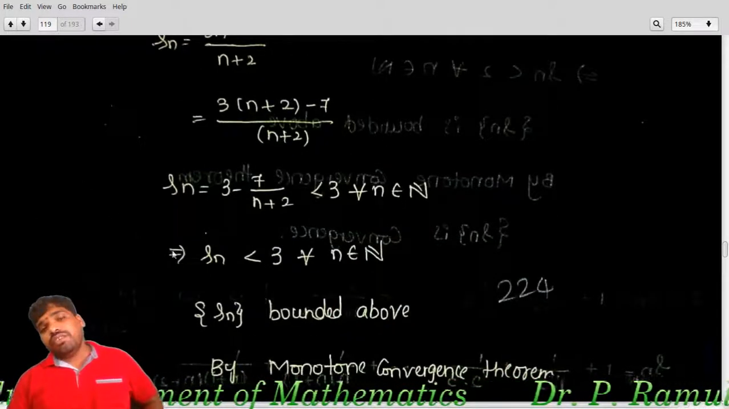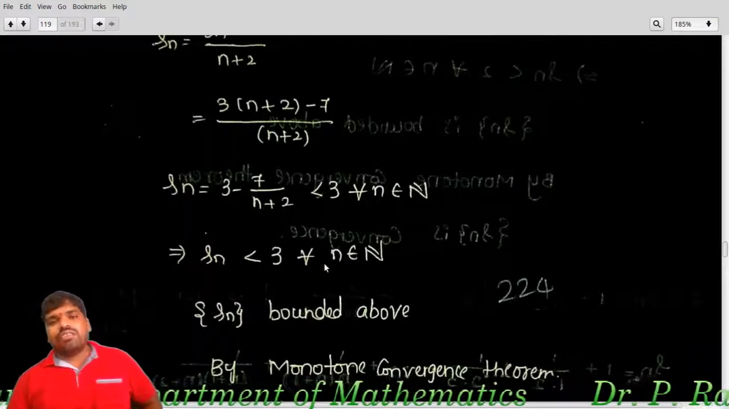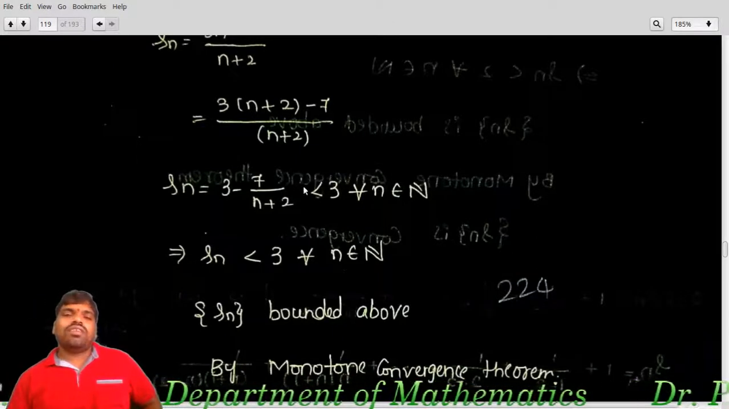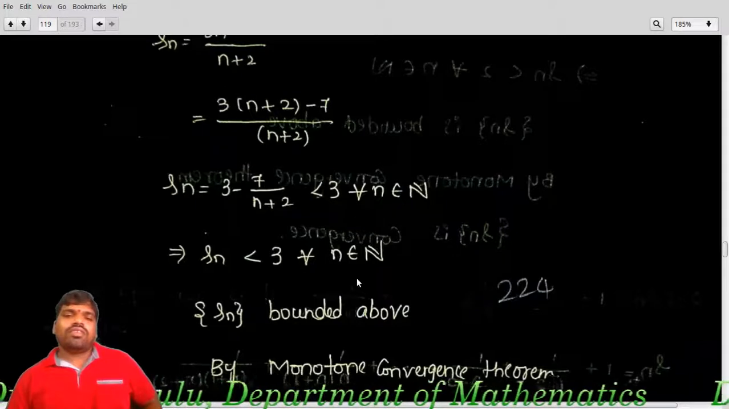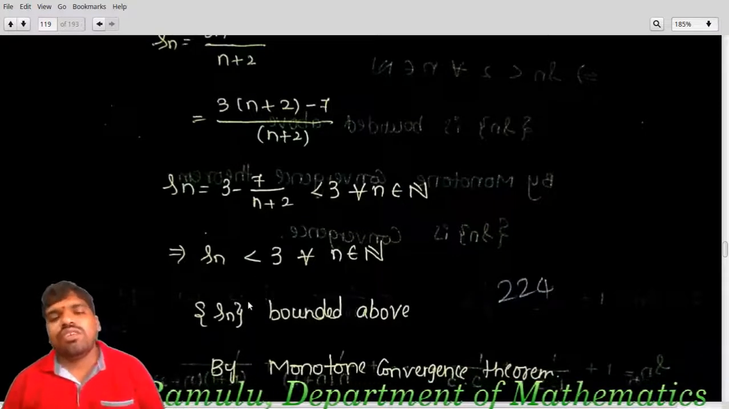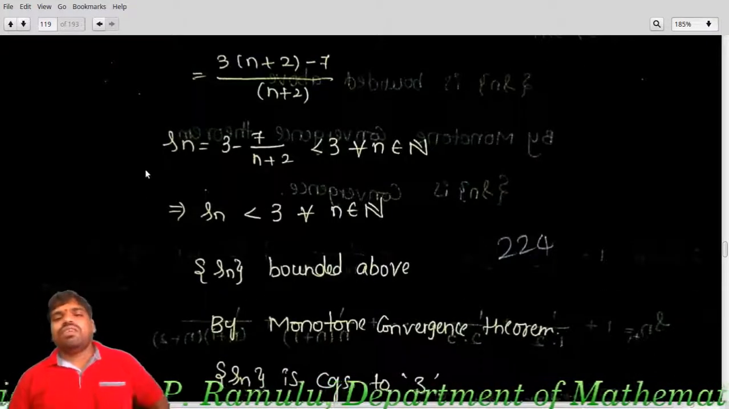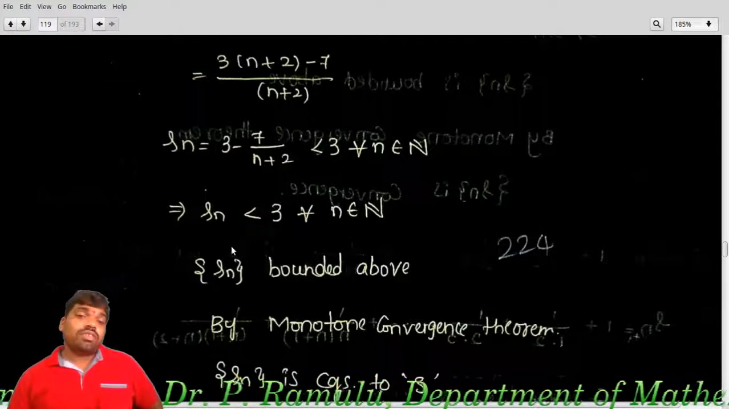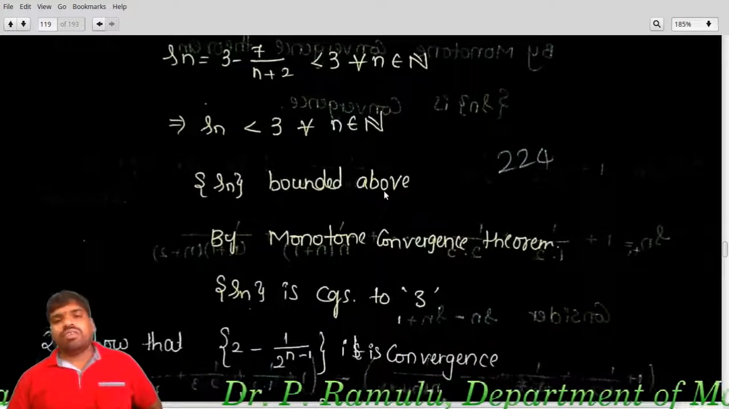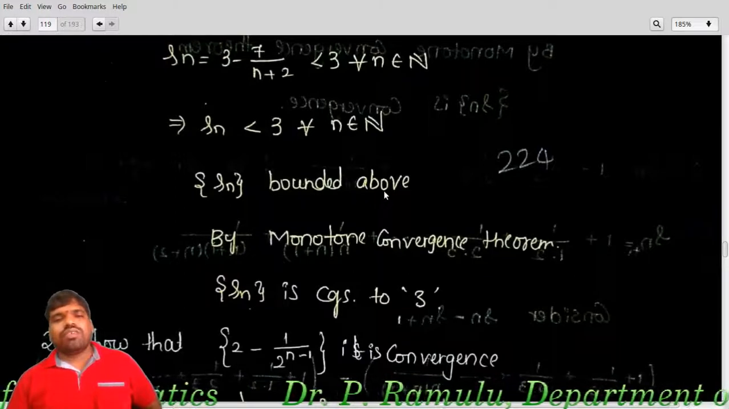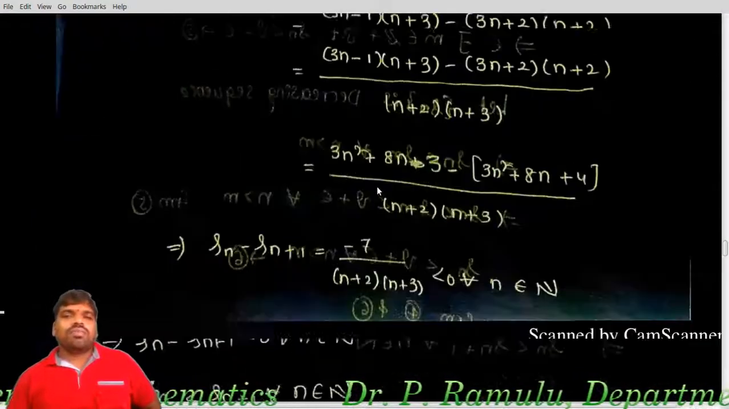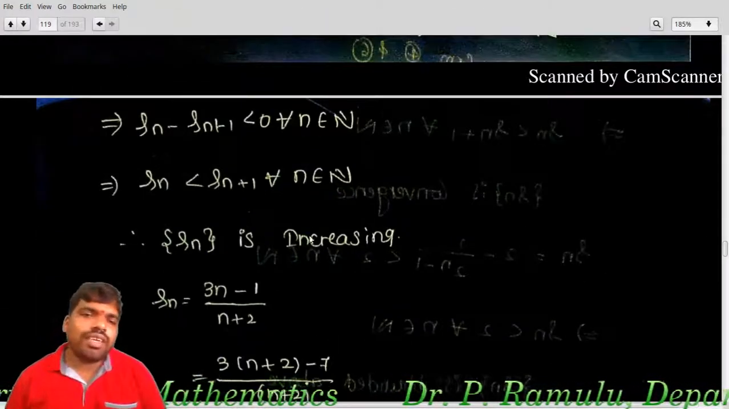Which means Sn is less than 3 for n belonging to N. Therefore, Sn is a bounded above sequence. Sn is less than 3 for all n belongs to N, therefore Sn is bounded above. Yeah, one term I missed here: Sn is bounded below by S1.